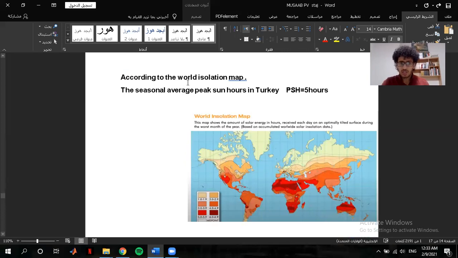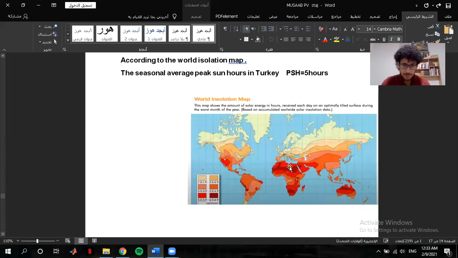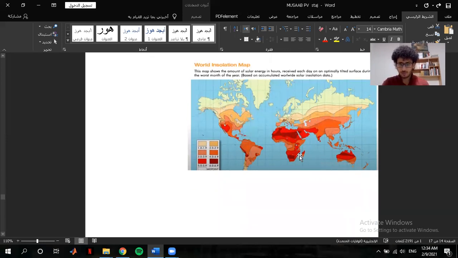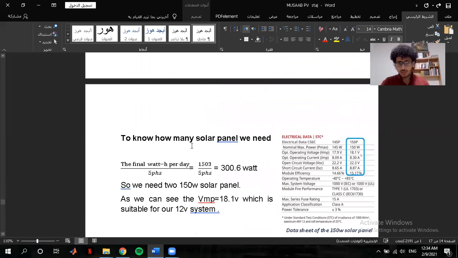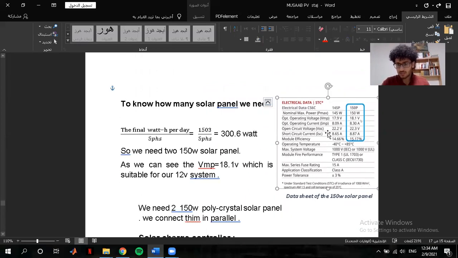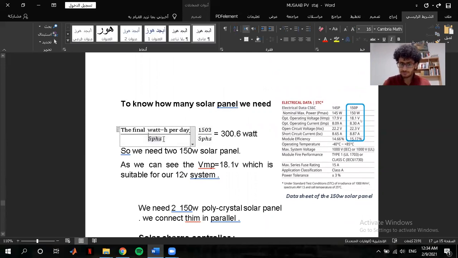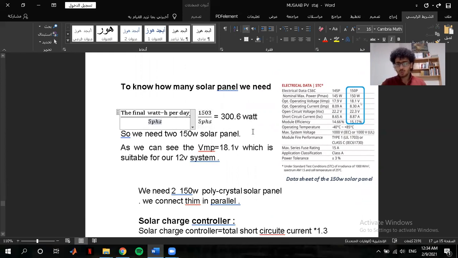According to the world insolation map, Turkey is here, and the seasonal average of peak sun hours in Turkey is 5 hours, when the solar panels are charging the batteries with the sun in the middle of the sky. To know how many solar panels we need, I get this from the datasheet of the solar panel that I will use. The final watt hour over 5 hours is 1503 over 5. We get 300 watts, so we need 2 solar panels. Each one is 150 watt.